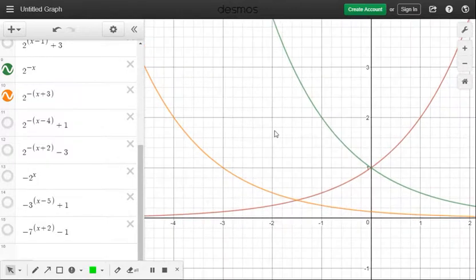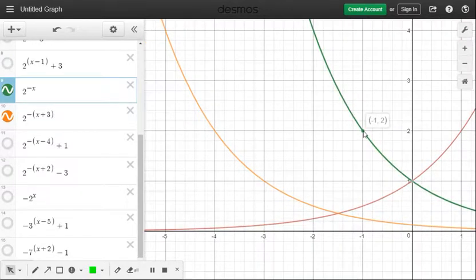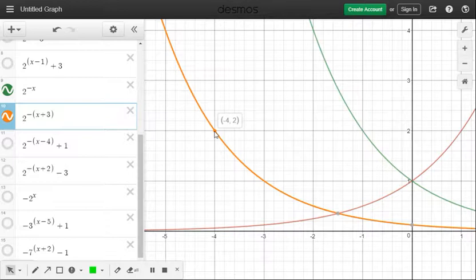So if I go in here, this is (negative 1, 2), and then this is (negative 4, 2). So the y value stayed the same, but the x did not. The change between negative 4 and negative 1 was 3 units. So the green graph, in order to become the orange graph, shifted 3 units to the left.